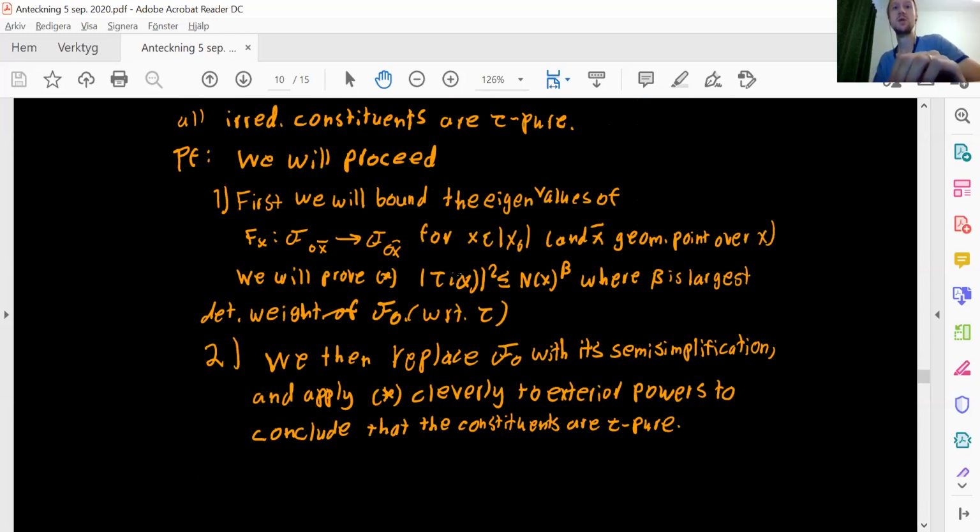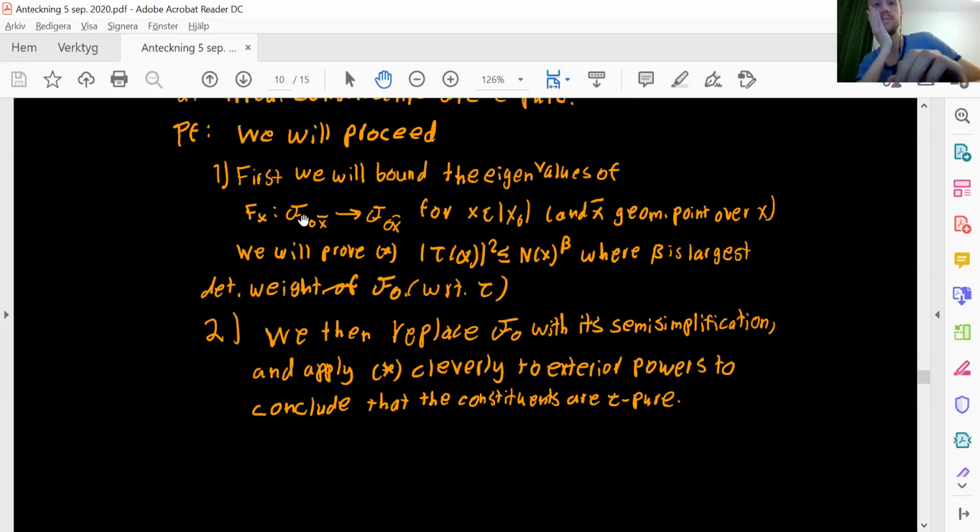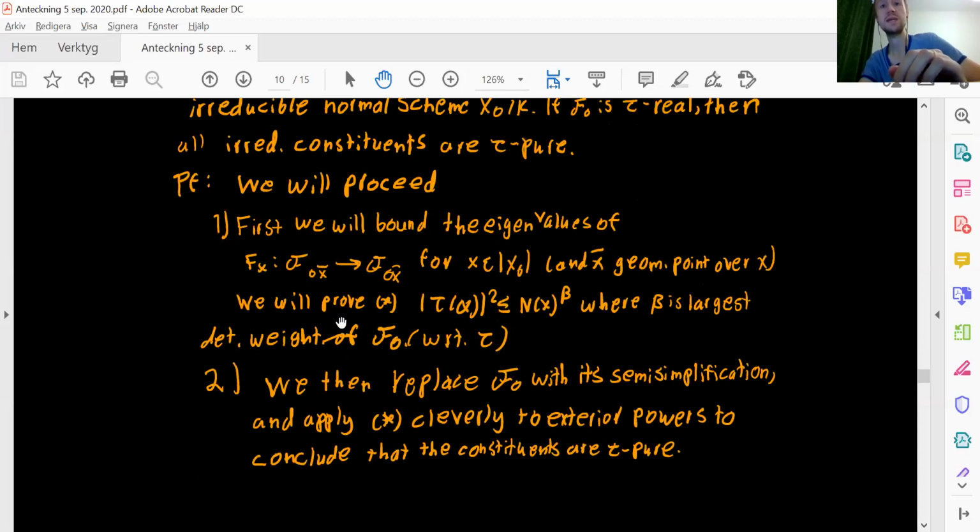So here's how we will proceed. First, we will start by bounding the eigenvalues of the Frobenius for the closed points x of X, with x-bar a geometric point over x. We will then prove more precisely the inequality that |tau(alpha)|^2 is less than or equal to N(x)^beta, where beta is the largest determinant weight of F0, alpha is an eigenvalue of the Frobenius, and N(x) is the size of the residue field at the point x.